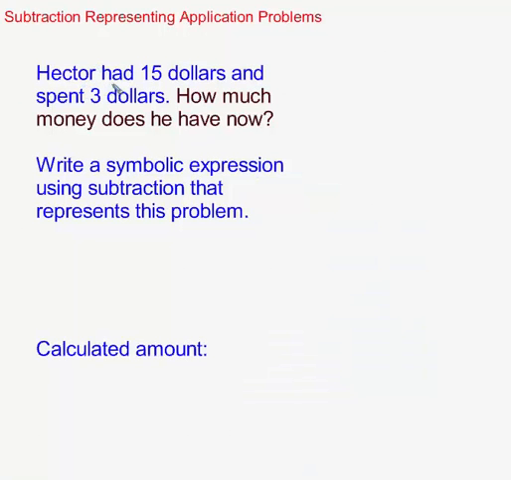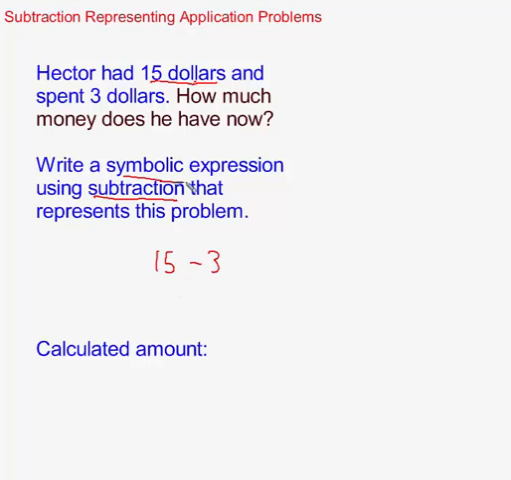Here we have that Hector had $15, but then he spent $3. We are to answer the question, how much money does he have now? In these problems, we will be writing a symbolic expression using subtraction even if addition would apply. So I'm going to say that he started with $15, and because he spent $3, he would only have $12, and I get that because since he spent $3, you have to subtract $3 from what he started with.